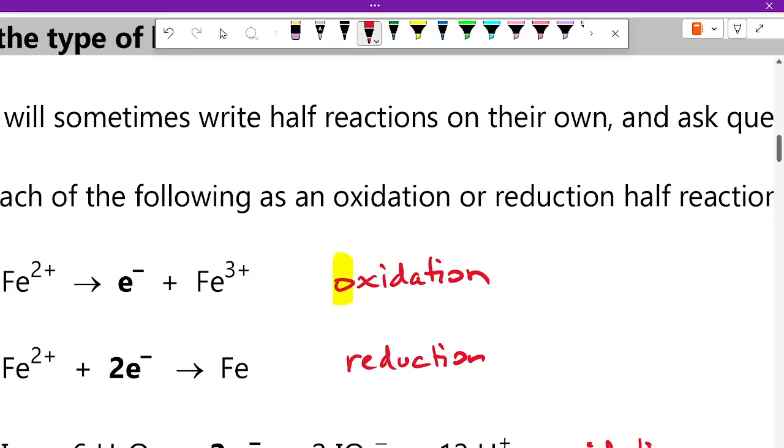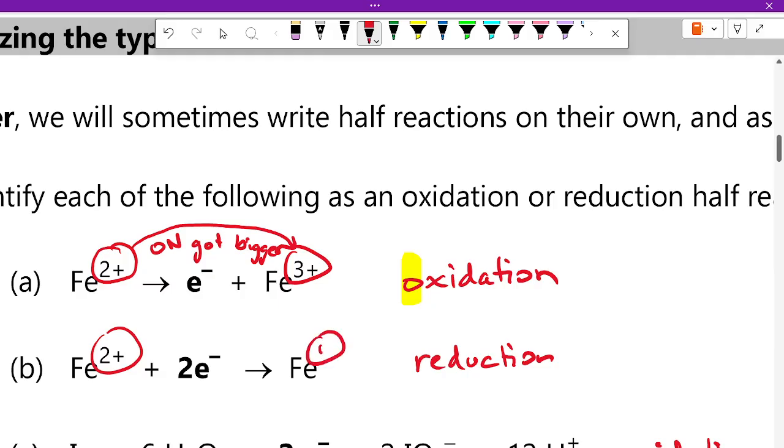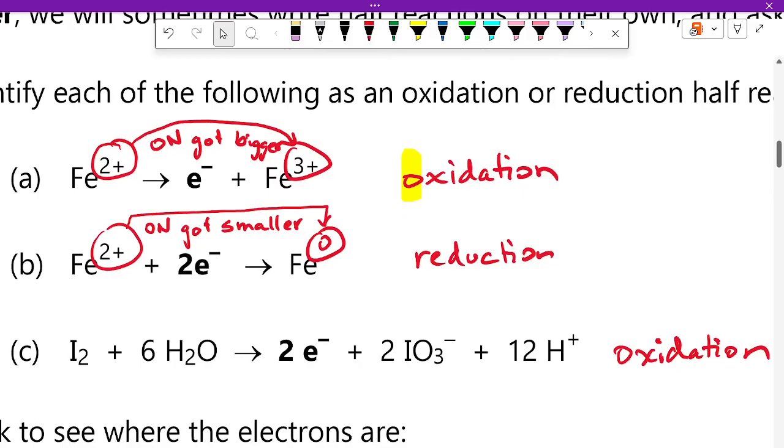How else could you tell? What if the electrons weren't there yet? We can look at the charges. We can say, here, the oxidation number got bigger. And therefore it is oxidation. Here we went from +2 to 0. The oxidation number got smaller. Therefore that was reduction.